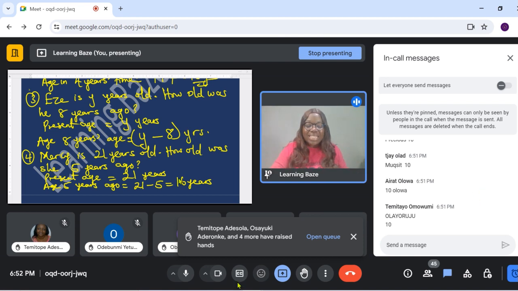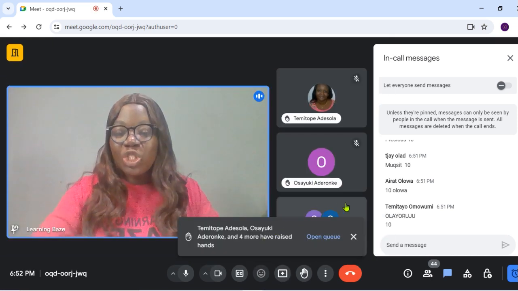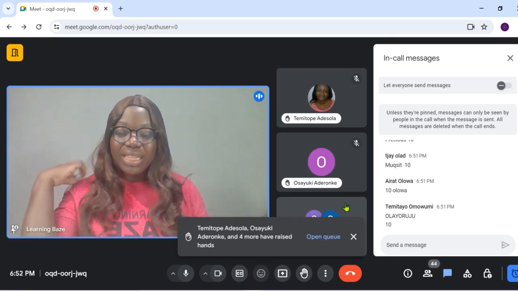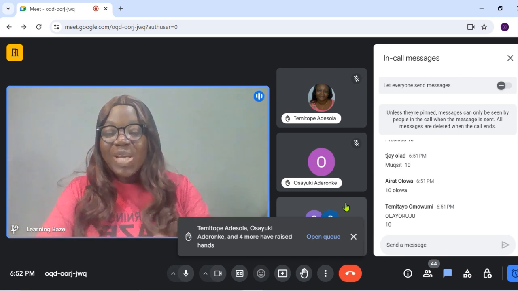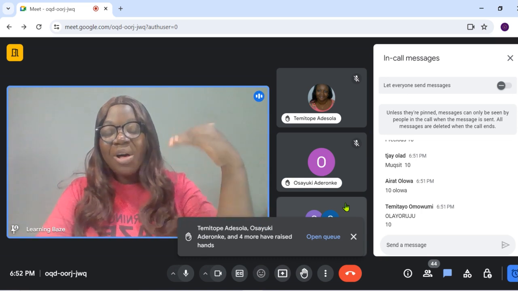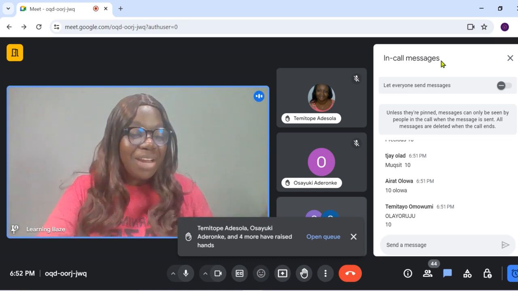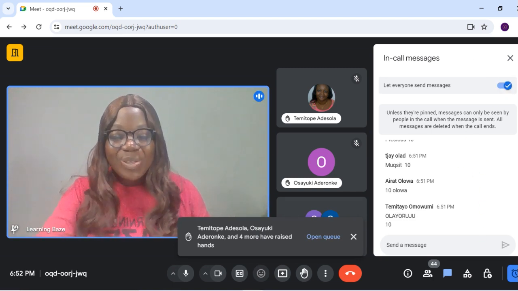So now before we end the class, I believe you enjoyed the class. Now let me know the total number of stars that you got. For the first one, the mental math class, if you got all the answers correct, I'm giving you an extra 10 stars. So now tell me the total number of stars you got. Type it in the comment section now, then we close the class.